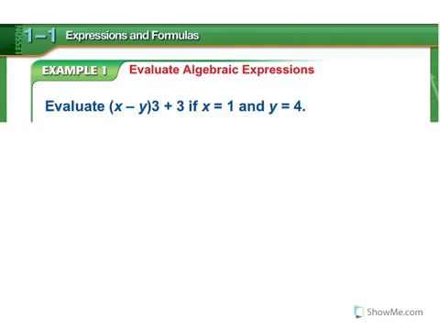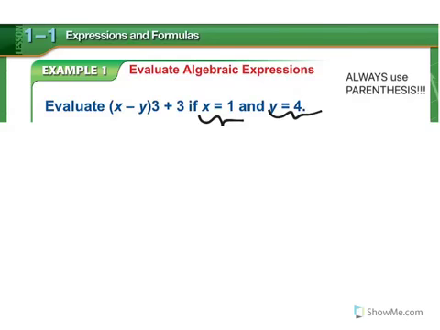So now we will try our first example. We are going to evaluate x minus y cubed plus 3 if x is 1 and y is 4. Anytime you're given an x and a y, or any quantity for a variable, you will always use parentheses. That is very, very important.